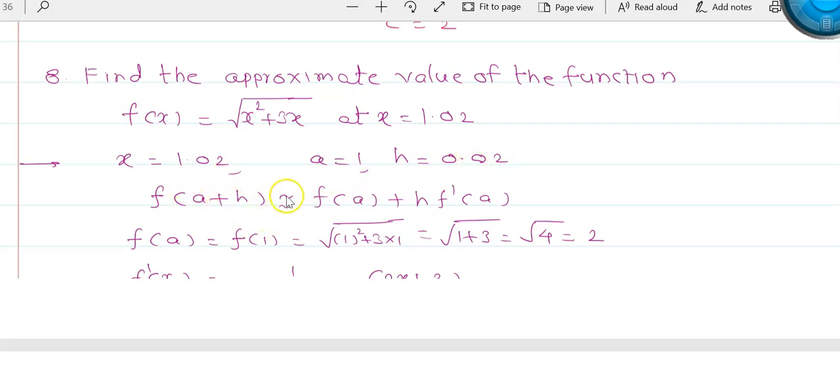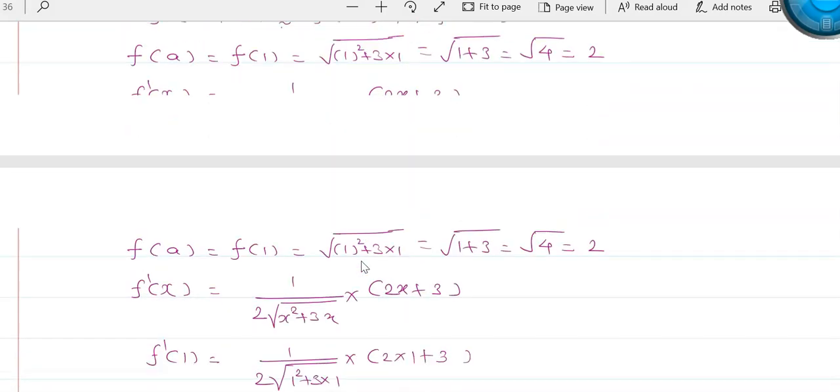f of a plus h is approximately equal to f of a plus h into f dash of a. Therefore, we will calculate the value of f of 1 and f dash of 1. Now here f of a, that is f of 1, is equal to square root of 1 square plus 3 into 1, that is square root of 4, which is equal to 2. Therefore f of a is equal to 2.